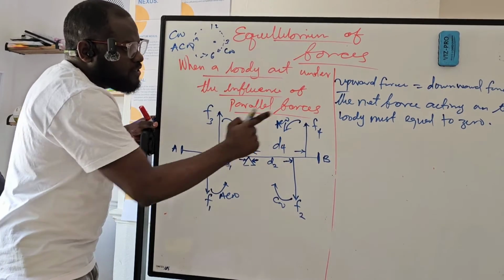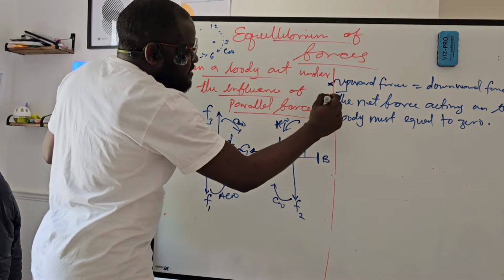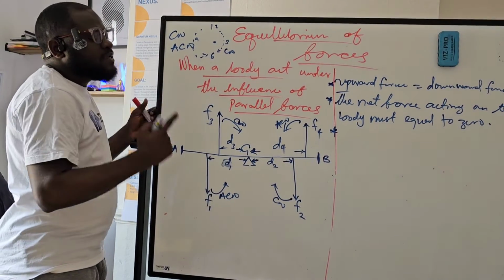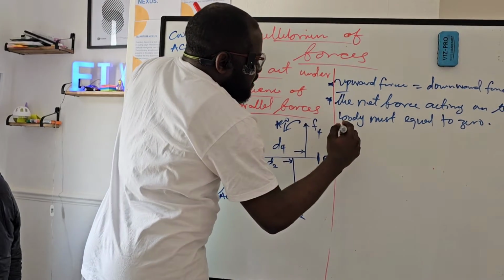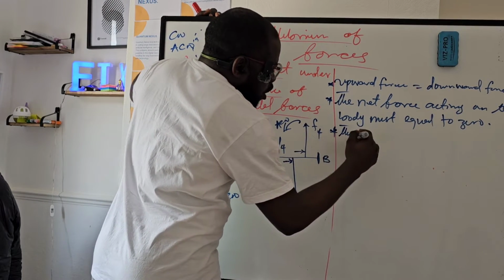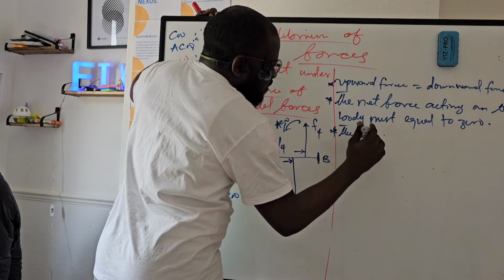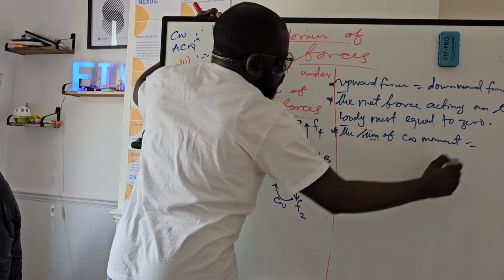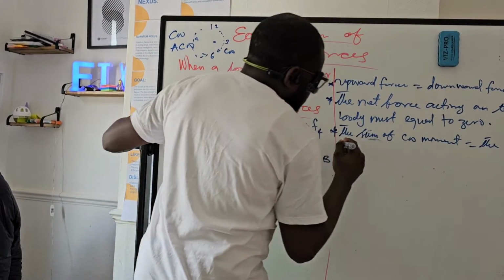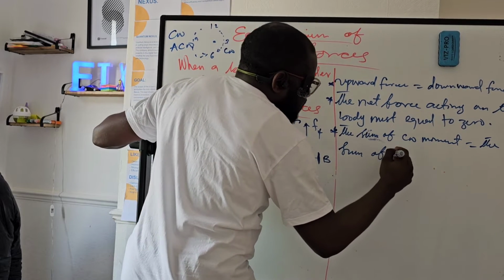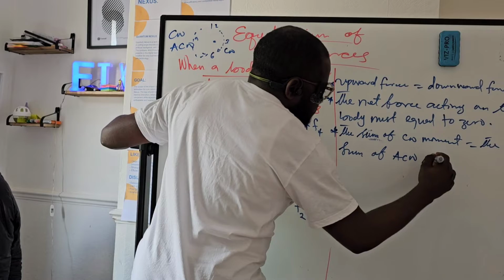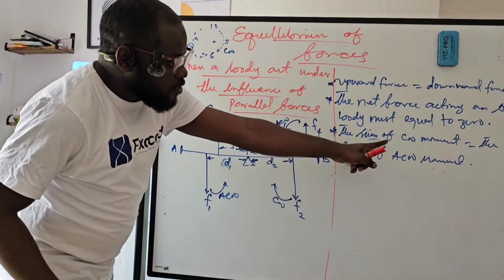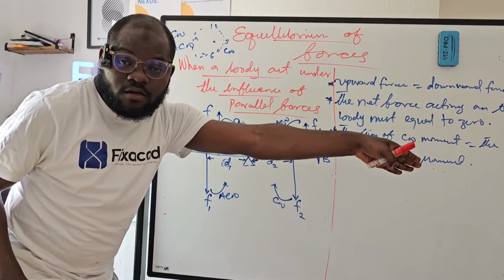So what does this third condition now state? This is the first condition. This is the second condition. The third condition for this body to be at equilibrium now states what? The moment, that is the clockwise moment, the sum, let me put it like that. The sum of clockwise moments must equal the sum of anti-clockwise moments. Correct. That's the condition. Sum of the clockwise moments must equal the sum of anti-clockwise moments.